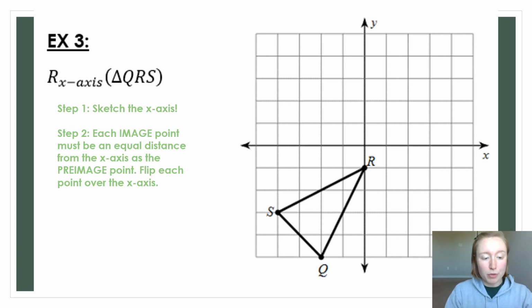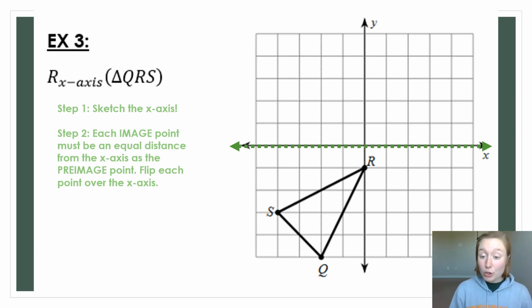So example 3 asks us to reflect triangle QRS across the x-axis. So I wrote over here just some steps to help remind you. Step 1, let's always go through and sketch out the line. So my line is the x-axis, so I'm just going to highlight it. We don't really need to redraw it or anything. Just highlight over it, make it a little darker with your pencil or grab a highlighter.